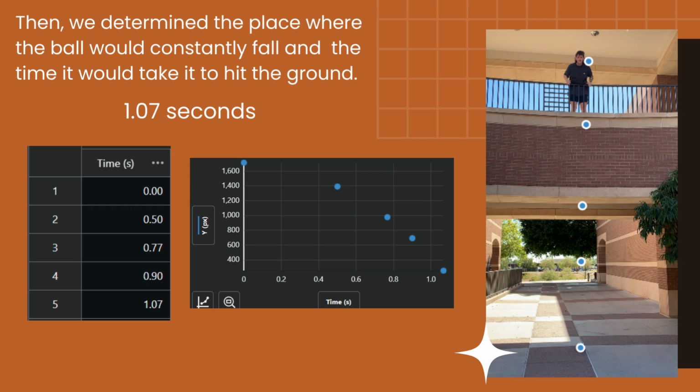Our next calculation was the time it takes the ball to hit the ground. We determined the place where the ball will constantly fall, and then we determined the time it will take it to hit the ground. Like in the previous calculations, we recorded the ball falling and we used a video analysis app to determine the time, which was 1.07 seconds.